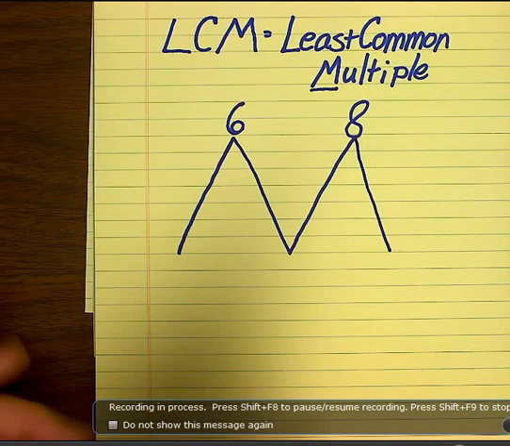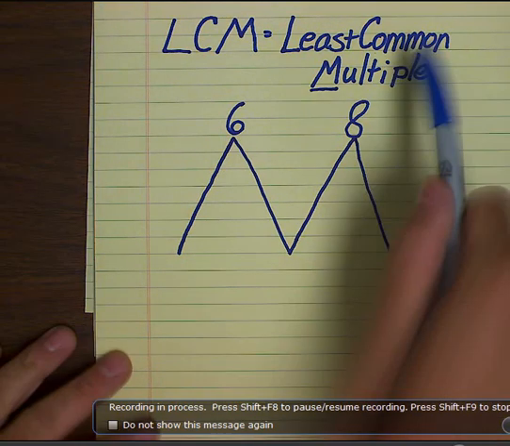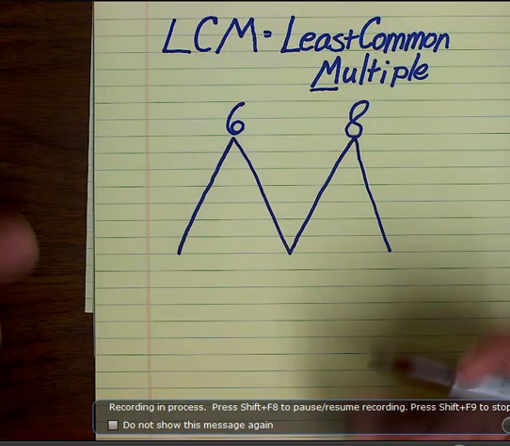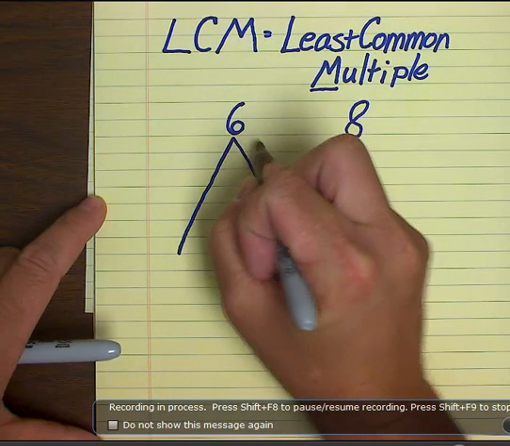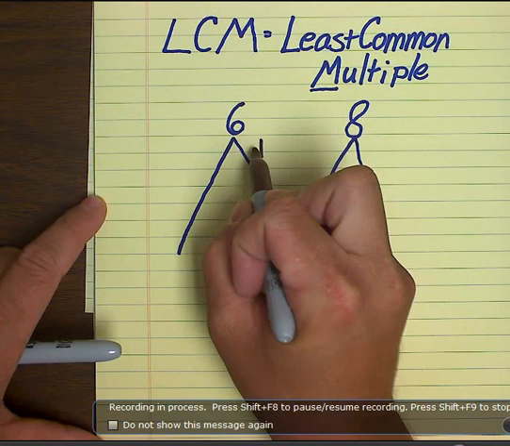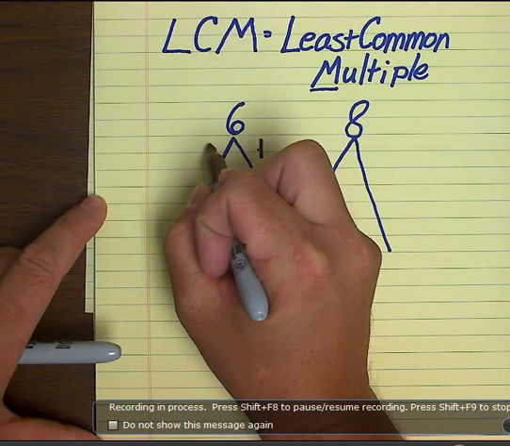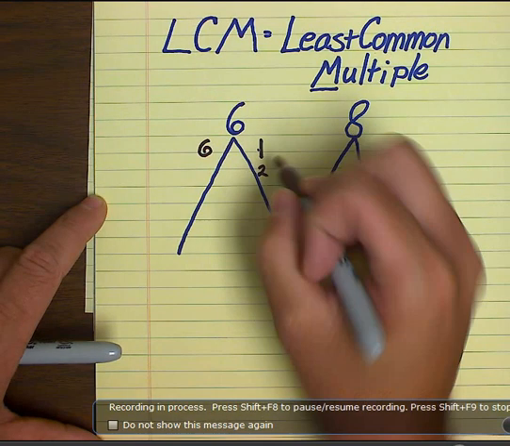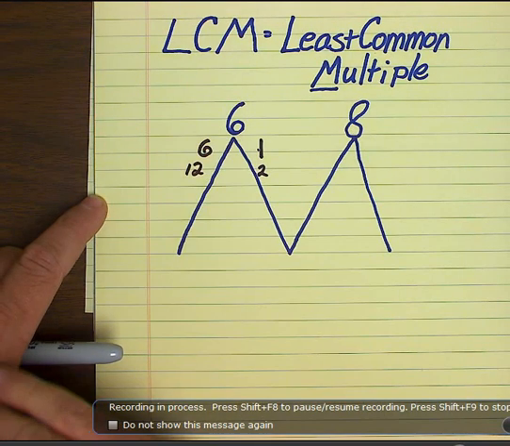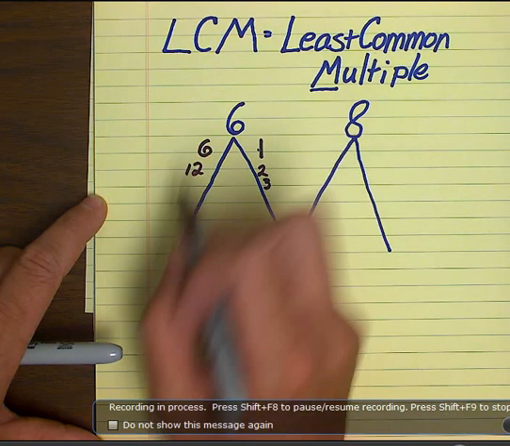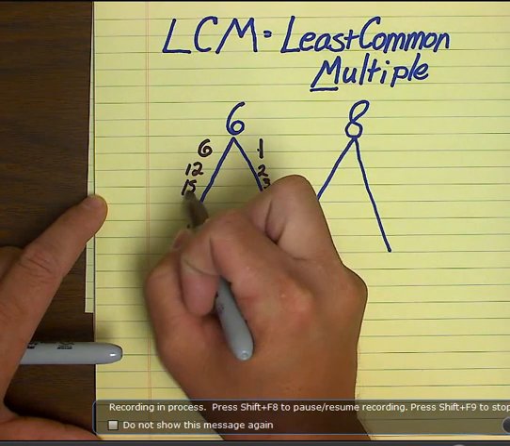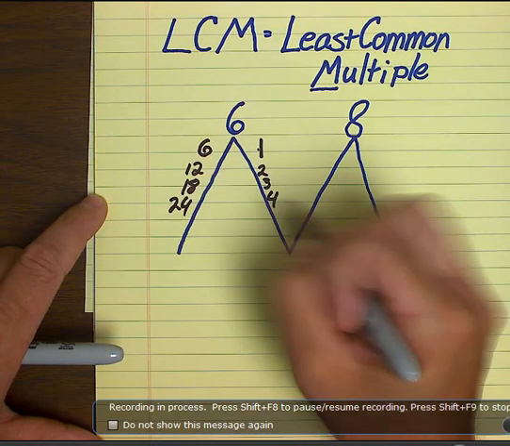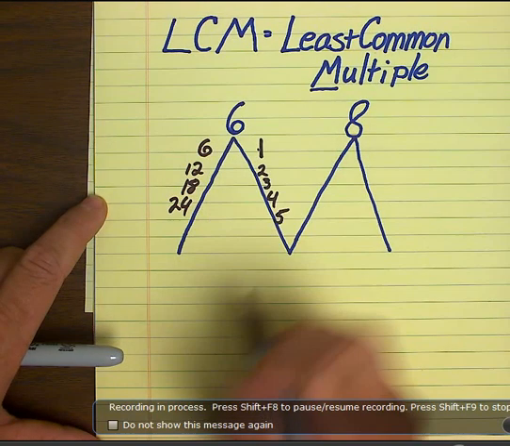Okay? And when we're finding the least common multiple, we skip count. What I like to do when I'm skip counting, that means we're multiplying by different factors. So let's start with 6. I'm going to multiply 6 by 1. Okay, so 1 times 6 is going to be 6. 2 times 6 is 12. 3 times 6, 18. 4 times 6, 24. 5 times 6 is what? 30.